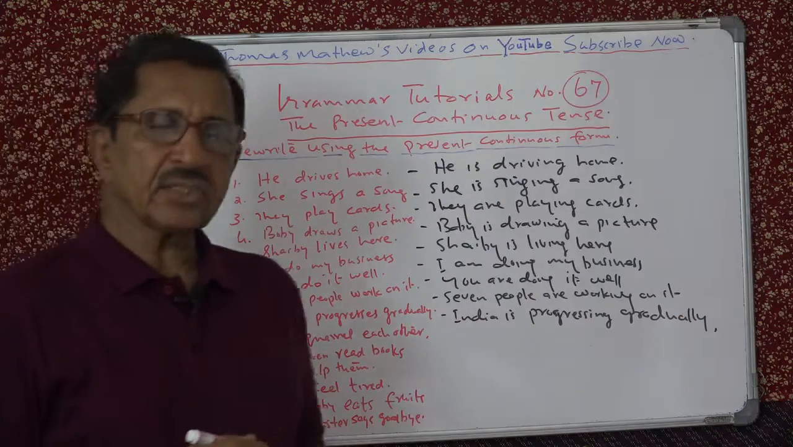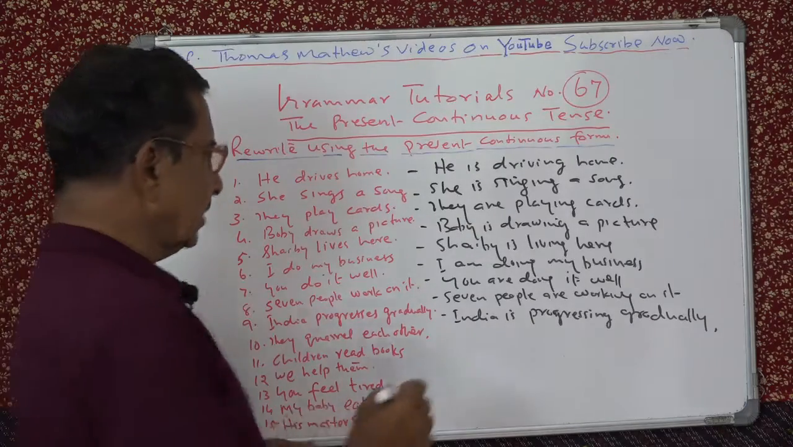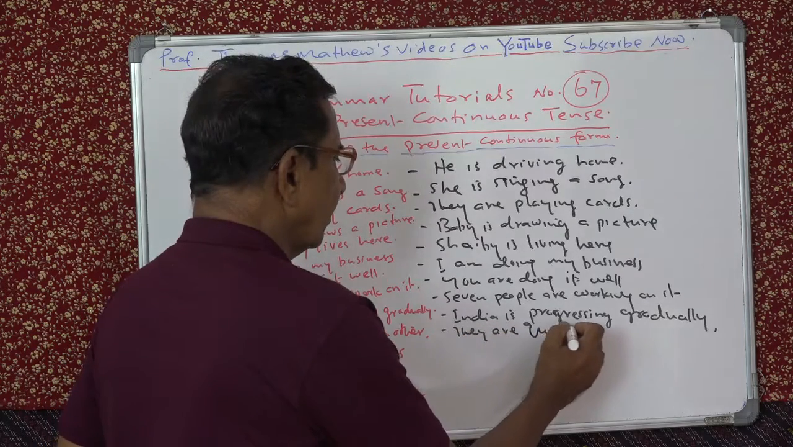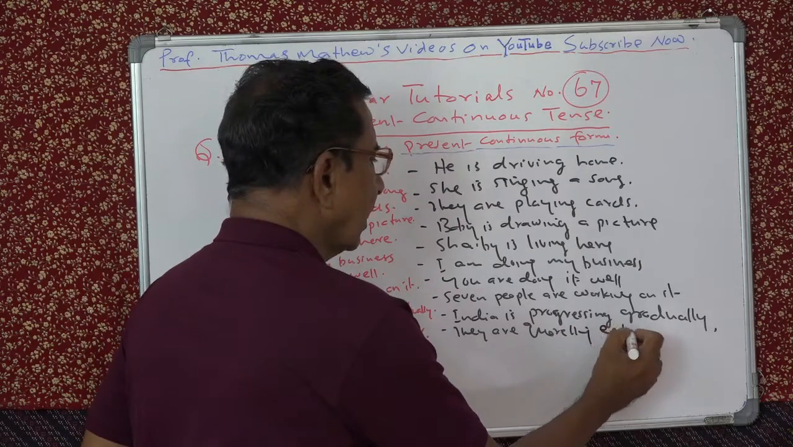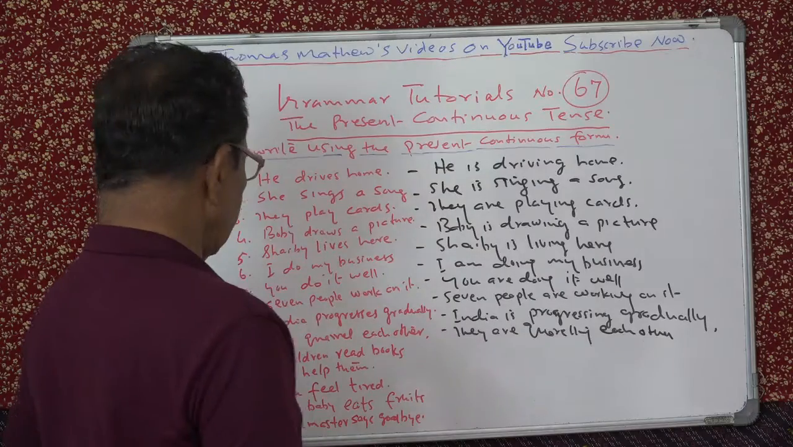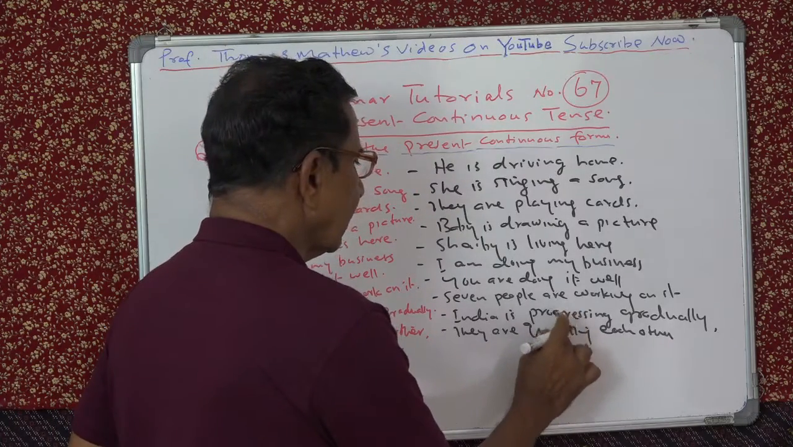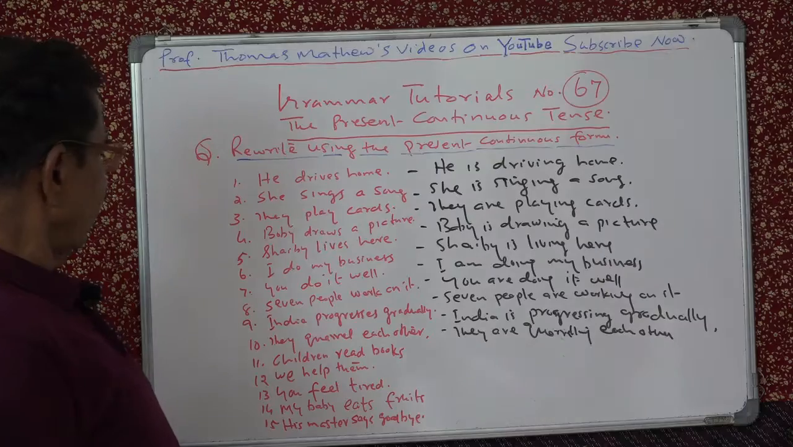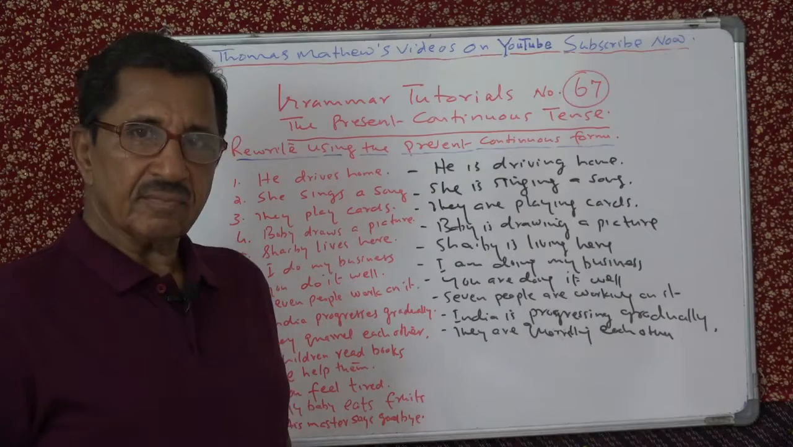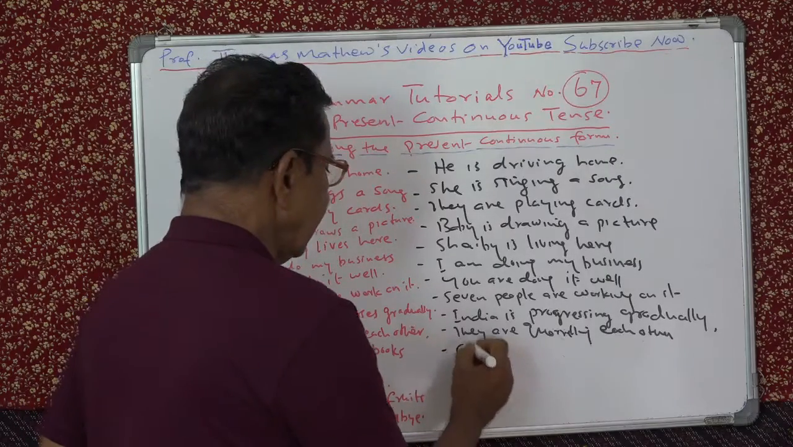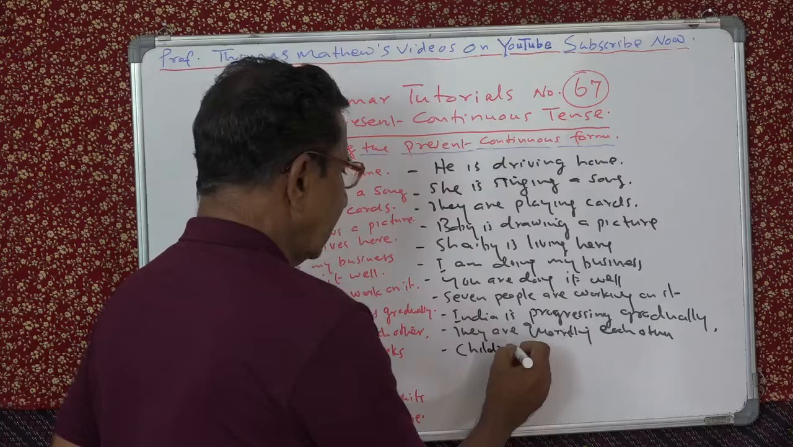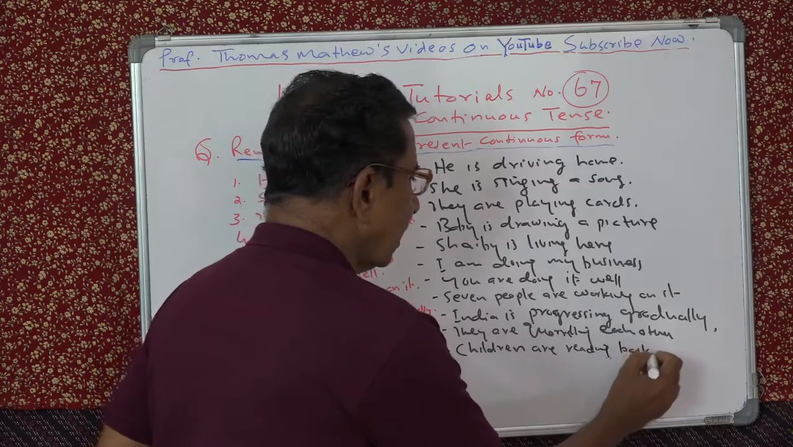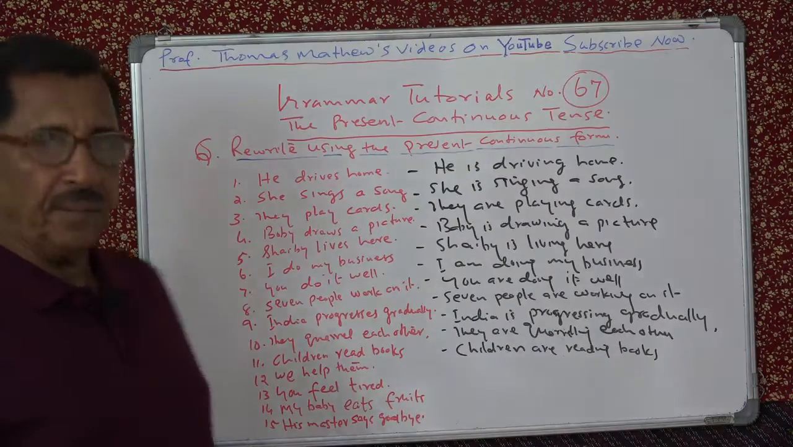Tenth, they quarrel each other. They are quarreling each other. The next, 11th one, children read books. Third person plural. So children are reading books. 12th one, we help them.